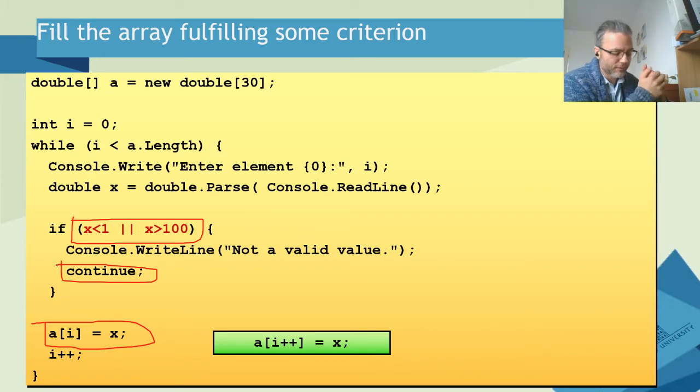So, for example, if your exercise class teacher tells you to ask the user to enter usernames and store the usernames in an array, but the username should be at least 3 characters long, then of course you have to do something similar: use an if inside to check if the given username is shorter than 3 characters, and if it is, then you just use this continue here.